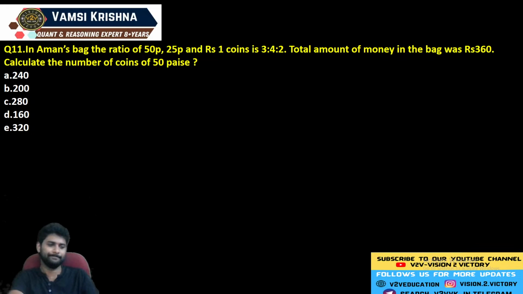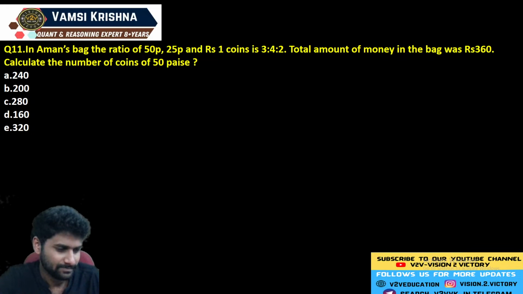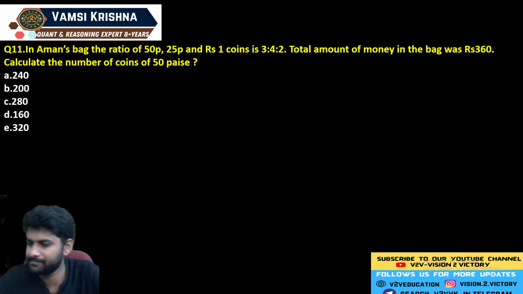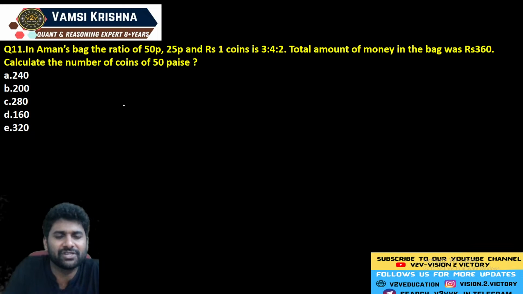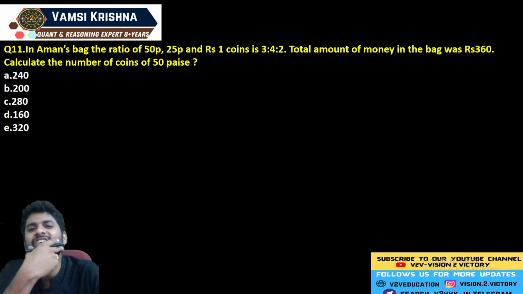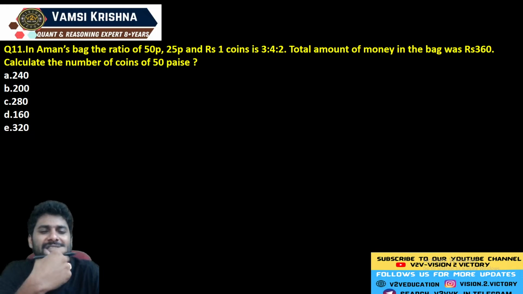Move on to the next one. Very good. Go through the next information. Aman's bag has 50 paisa, 25 paisa, 1 rupee coin in the ratio of 3 is to 4 is to 2. The total amount of money in the bag was 360 rupees. Calculate number of coins of 50 paisa.